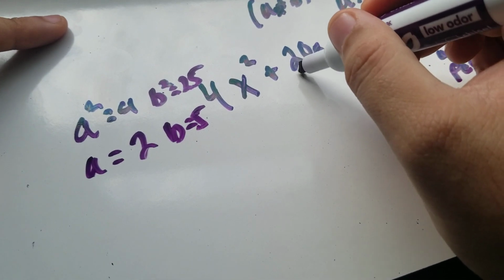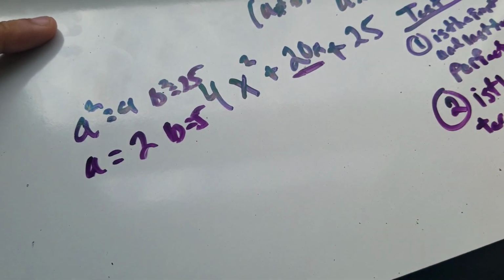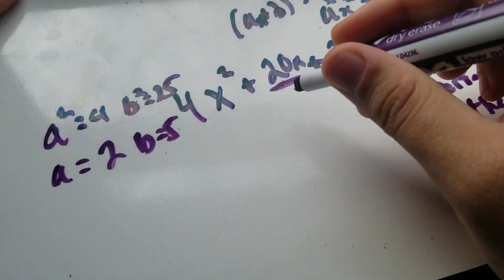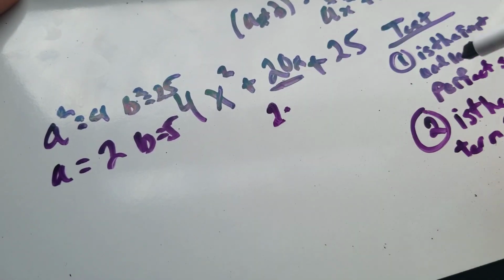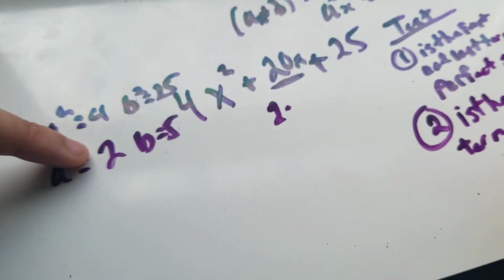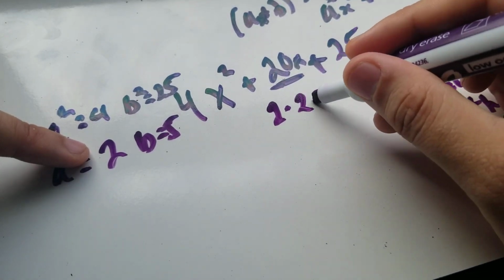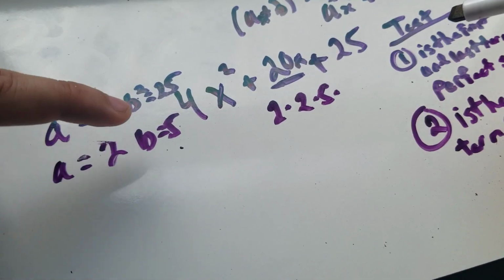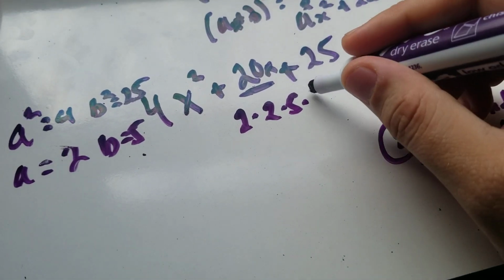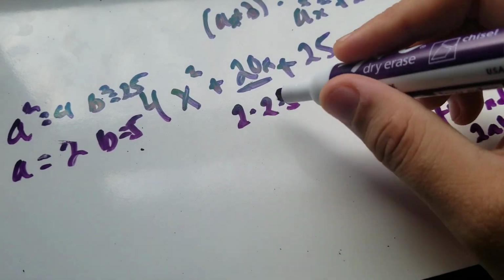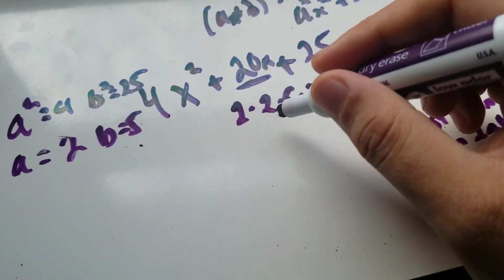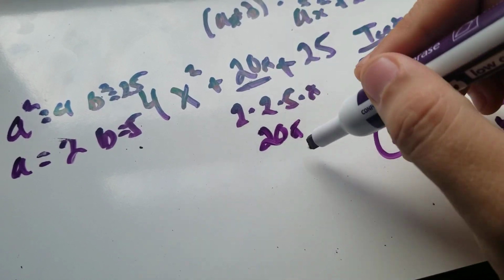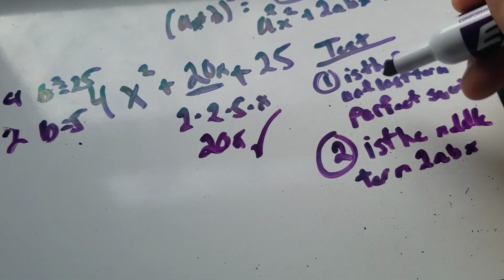So now we're going to check if this one right here follows 2 times a times b times x. So 2 times what I just said a was, which is 2, times b, which is 5, times x. So 2 times 2 times 5 times x. That ends up being 2 times 2 is 4, 4 times 5 is 20, 20x. Hey, those match.